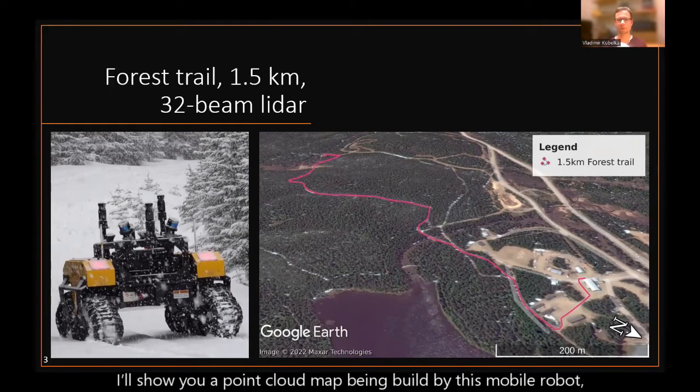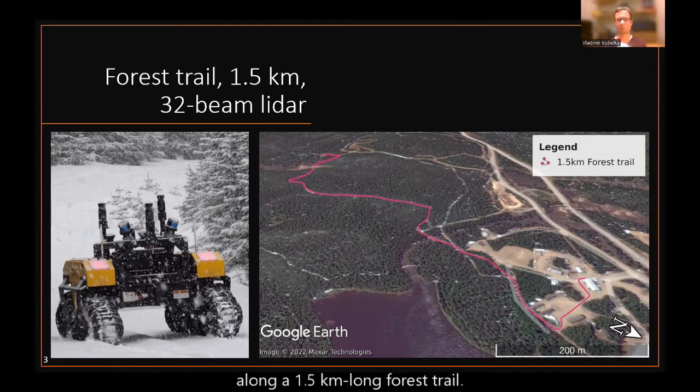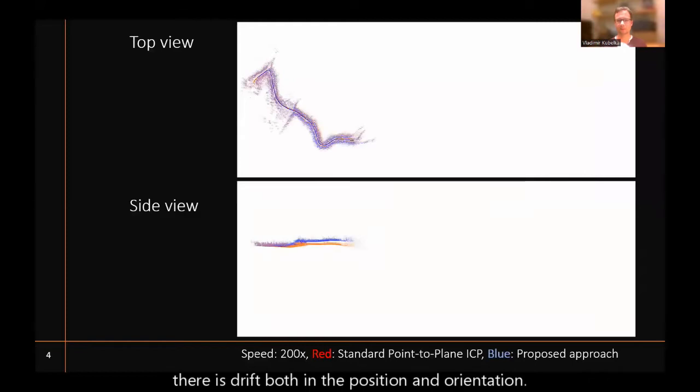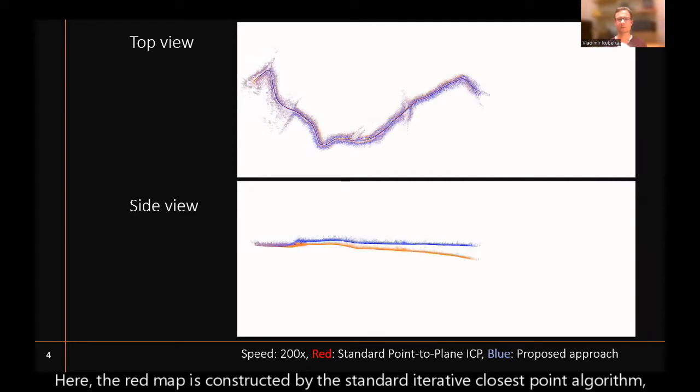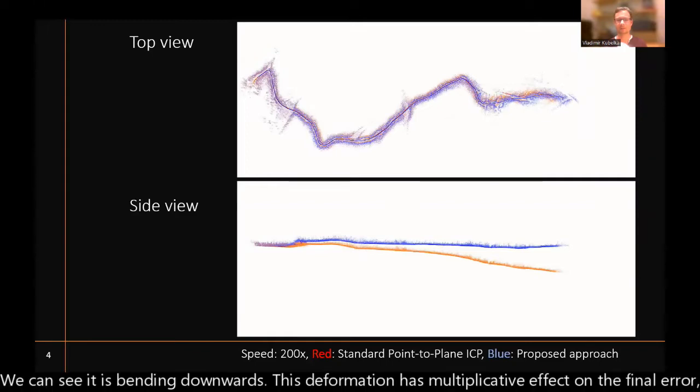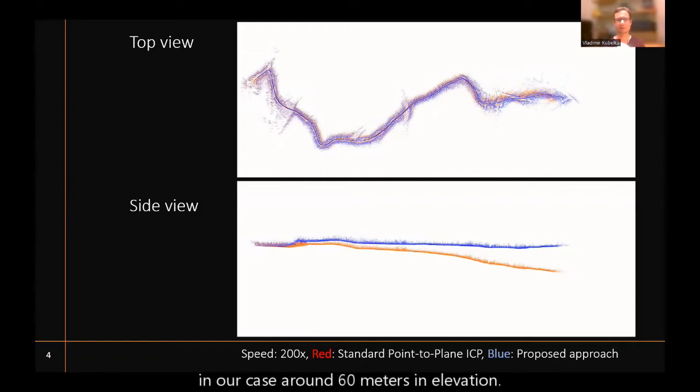I'll show you a point cloud map being built by this mobile robot along a 1.5 kilometer long forest trail. As the point cloud map is being incrementally built, there is drift both in the position and orientation. Here, the red map is constructed by the standard Iterative Closest Point algorithm, minimizing the point-to-plane error metric. You can see this bending downwards. This deformation has multiplicative effect on the final error, and in our case, it is around 60 meters in elevation.